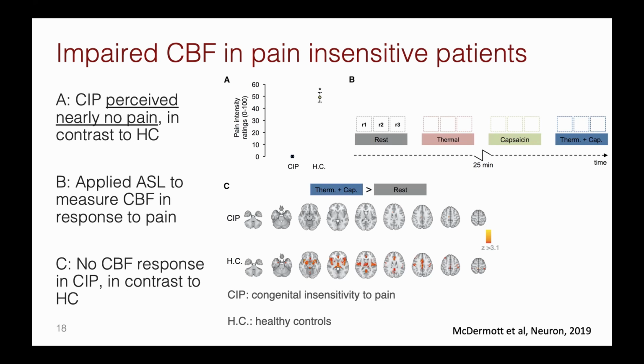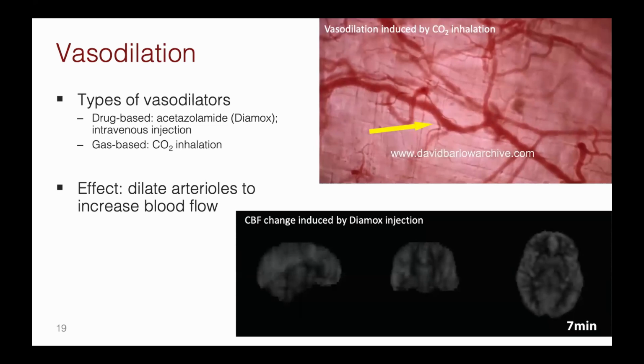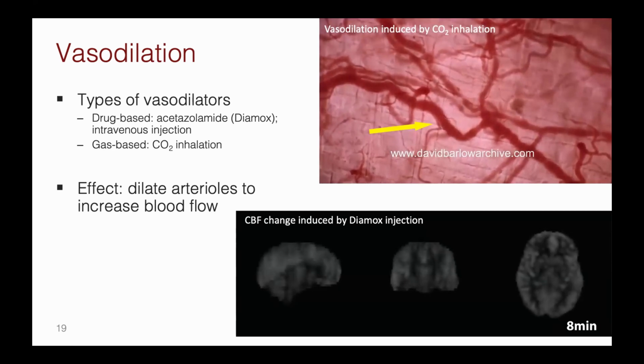Now, apart from modulating CBF through task activities or a painful stimulation, it is also common to apply some pharmacological agents to alter the physiology of the brain. For example, vasodilators are some of the commonly used drugs to induce blood flow in a safe and controlled manner.